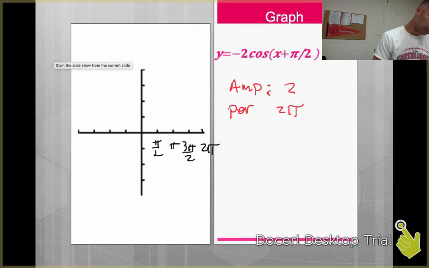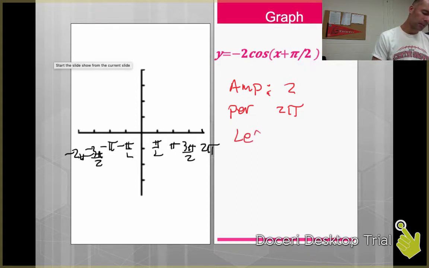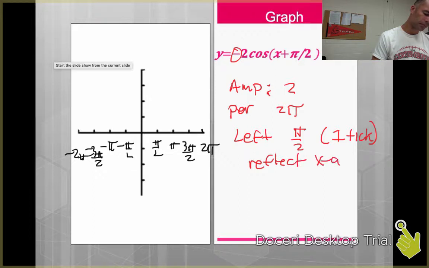And then obviously go to the left, so that'd be negative pi halves, negative pi, negative 3/2 pi, and then negative 2 pi. All right, I have a plus pi halves, so you think opposite. So this is the left pi halves. So pi halves is just one tick mark. And we have a negative in front. So this says I have to reflect over the x-axis. Remember, you reflect first and then you shift second.